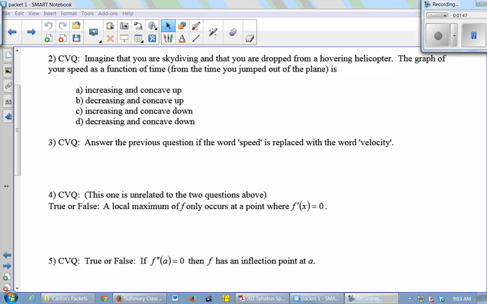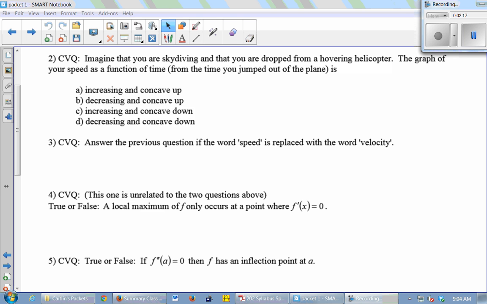So if you've jumped out of a helicopter, the graph of your speed as a function of time from the time you jumped out of the plane would be what? A, B, C, or D? Okay, so I've got an A and I've got a C. So do we all agree that your speed is increasing? So you go faster and faster and faster as you fall. Okay. So your speed would be increasing because you're going faster and faster.